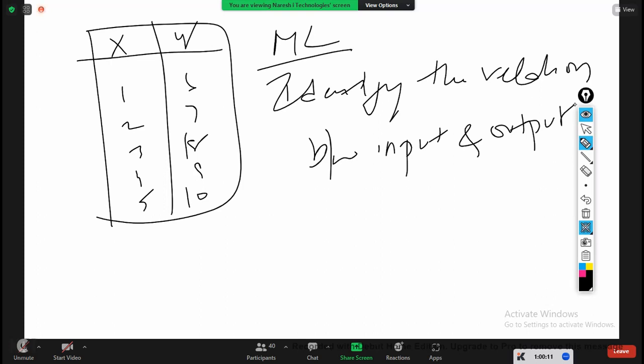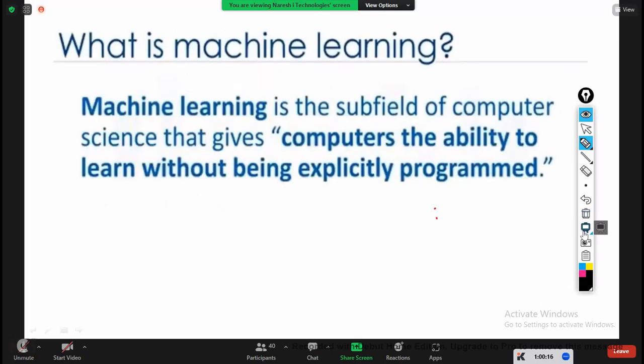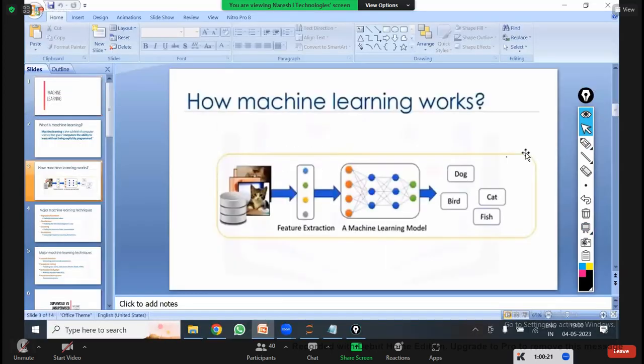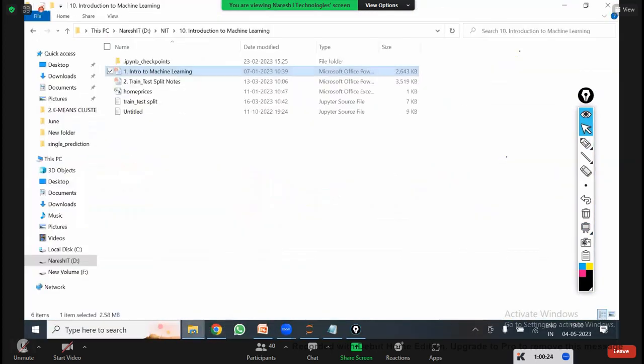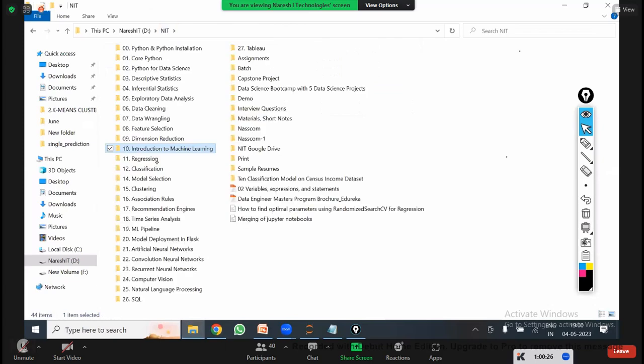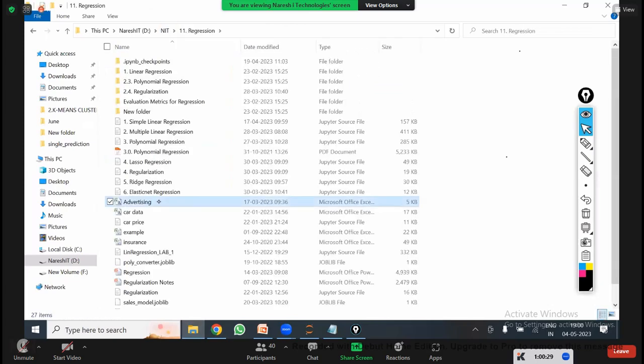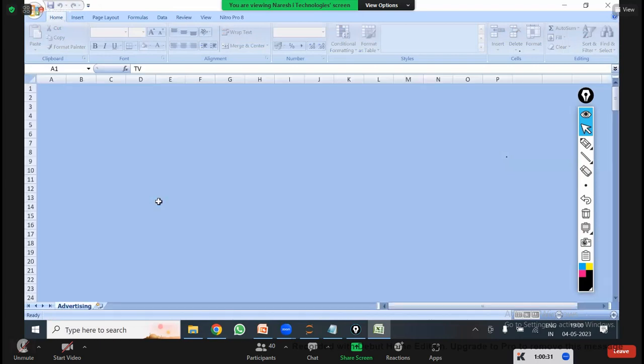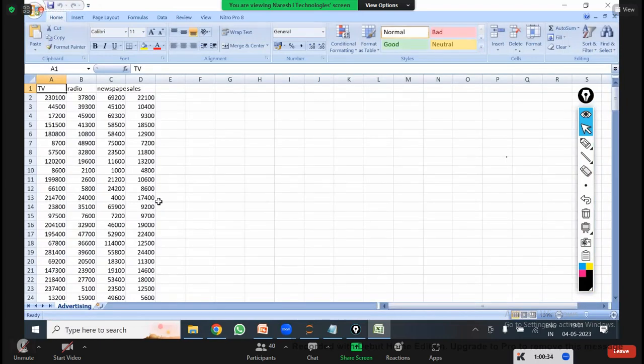Sir, can you explain with a real life example? Let us see one example from real life. Let us take an original data set, a real life data set. A company is spending some amount on their advertisement on TV, and the same company is spending some amount on radio. Every month they are spending some amount.